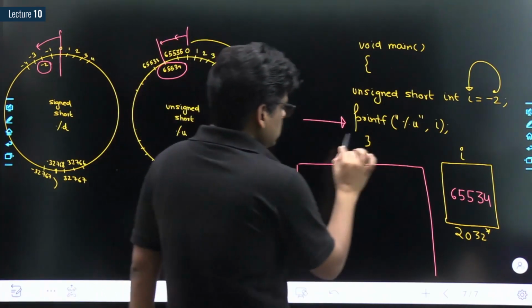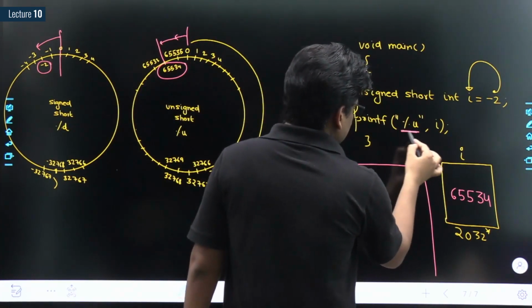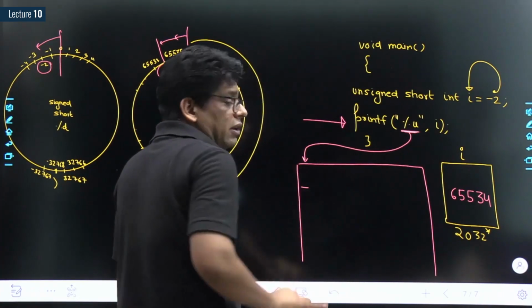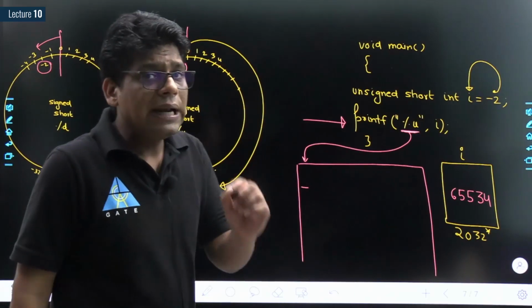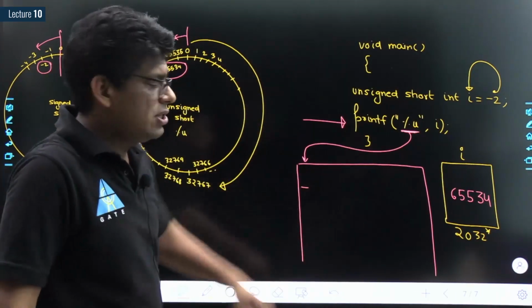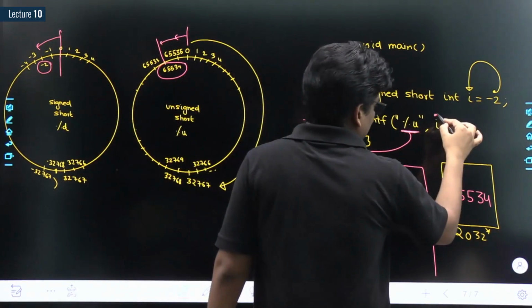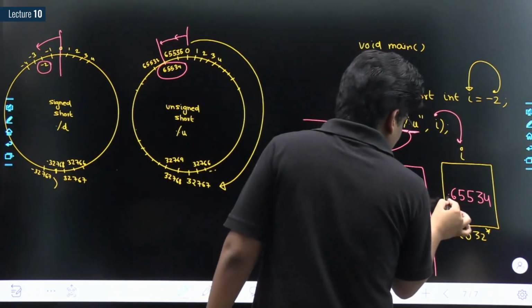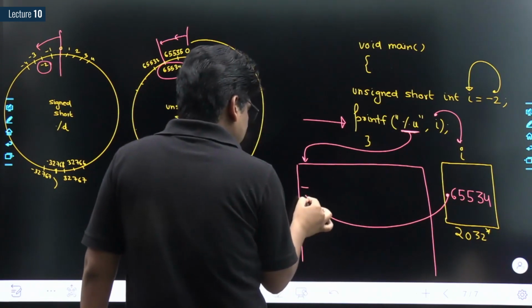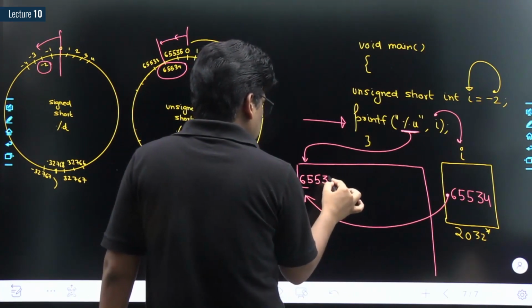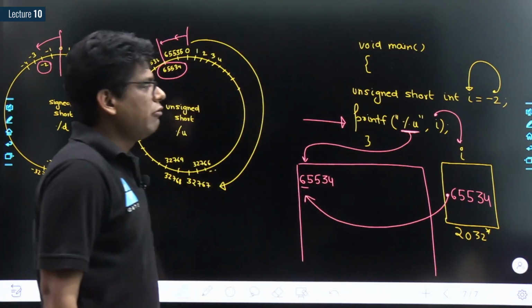Sir, by encountering %u, the compiler gets to know that some unsigned short int value is to be printed at the current position of the cursor. But from where should I fetch it? Sir, go to memory location I, collect this value and print it here. So, what is the output of the code? Sir, the output of the code is 65534.